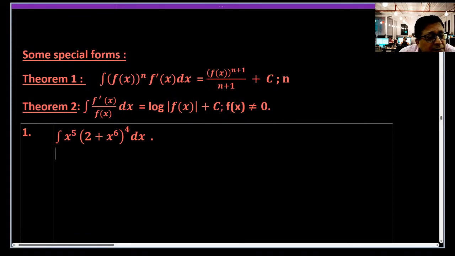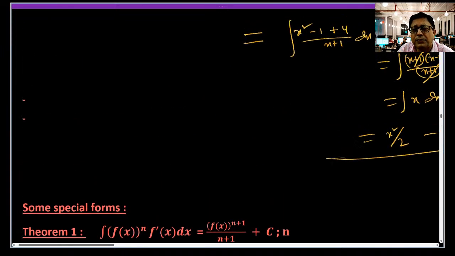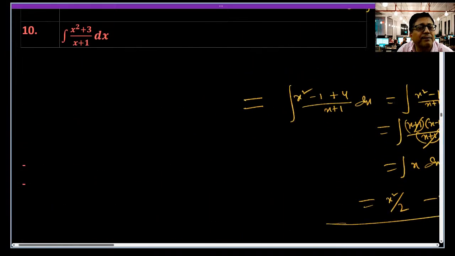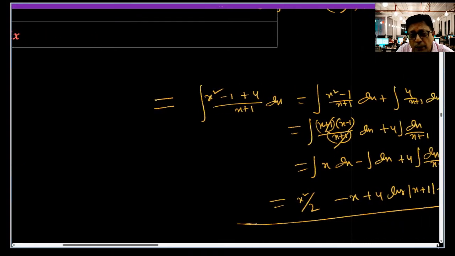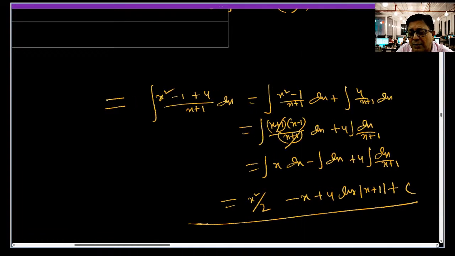So let us start. Till this sum we did yesterday. The sum was (x square plus 3) by (x plus 1). Can you find the link? There we wrote x square plus 3 in this form, separated, and then integrated. Hope all of you have understood all the sums I explained yesterday.